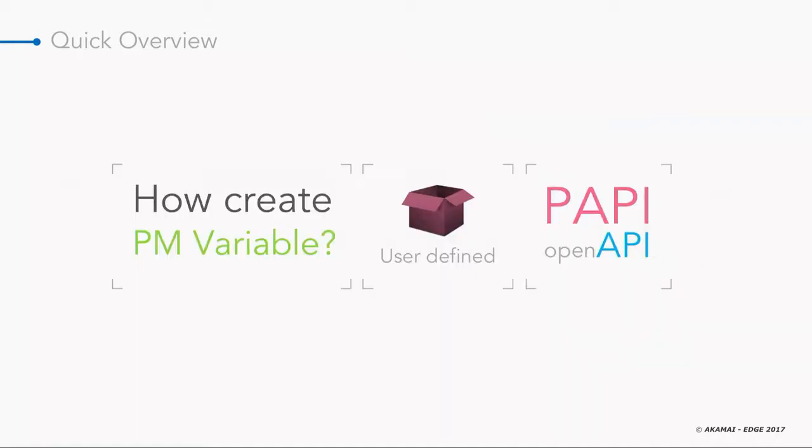When we talk about how to create user-defined variables, you don't only have the option to create them using Property Manager. You can also use an API which is called PAPI. So you can find a lot of information about how to create, modify user-defined variables using this specific API on developer.akamai.com. So you can go there to get more information.